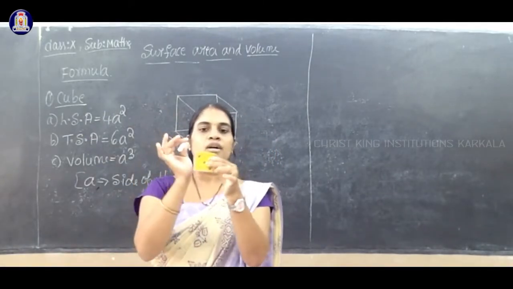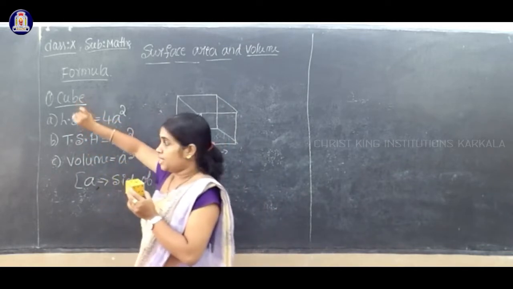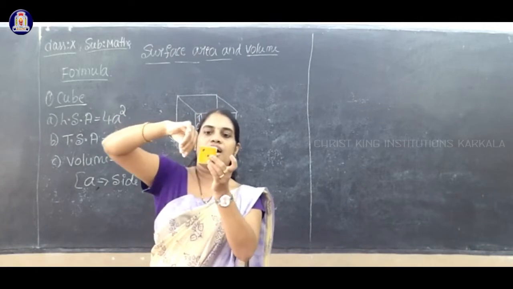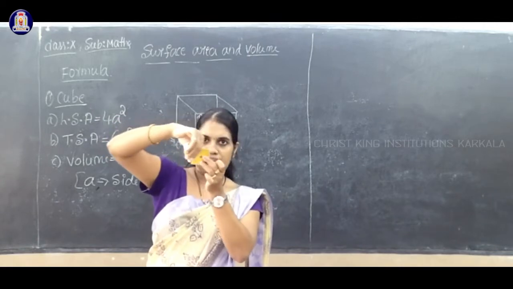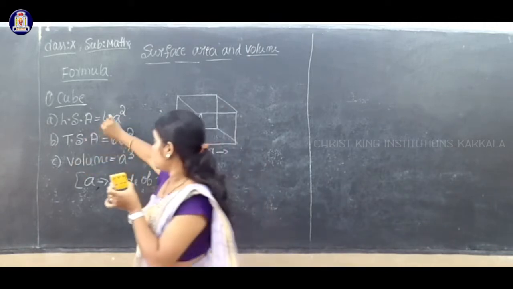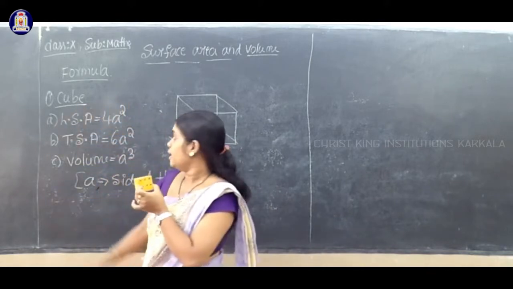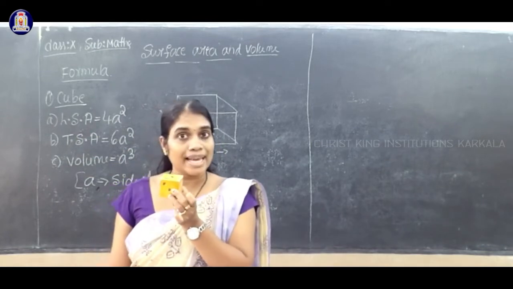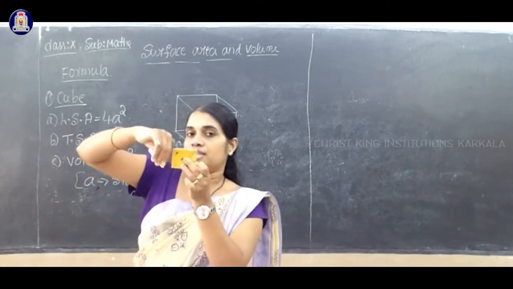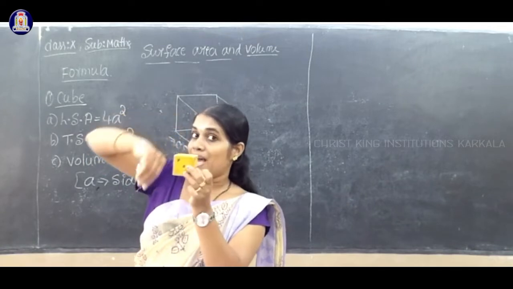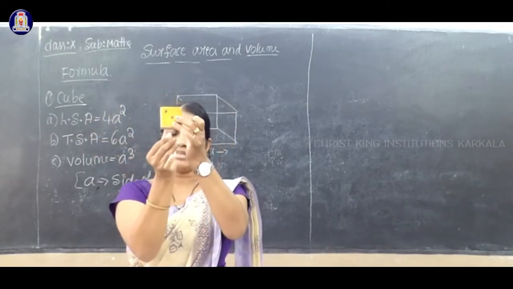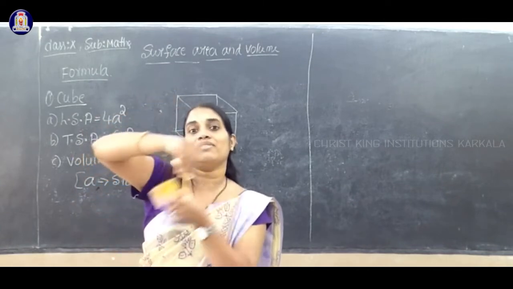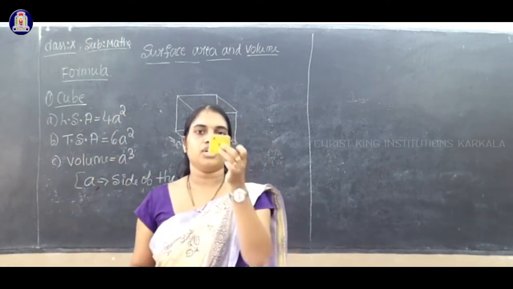So here, first one, LSA means lateral surface area. This is the lateral surface area. What is the formula? 4a square. Next, TSA means total surface area. How to calculate total surface area? This lateral surface area plus top as well as the bottom, including top and bottom portion. So together we will say total surface area.